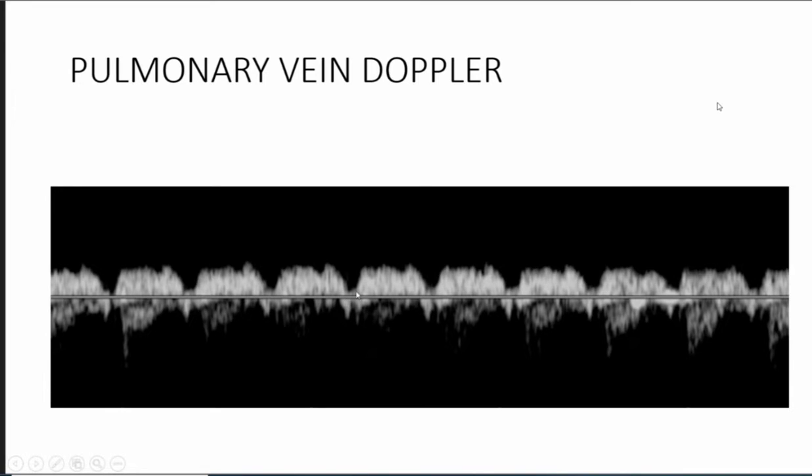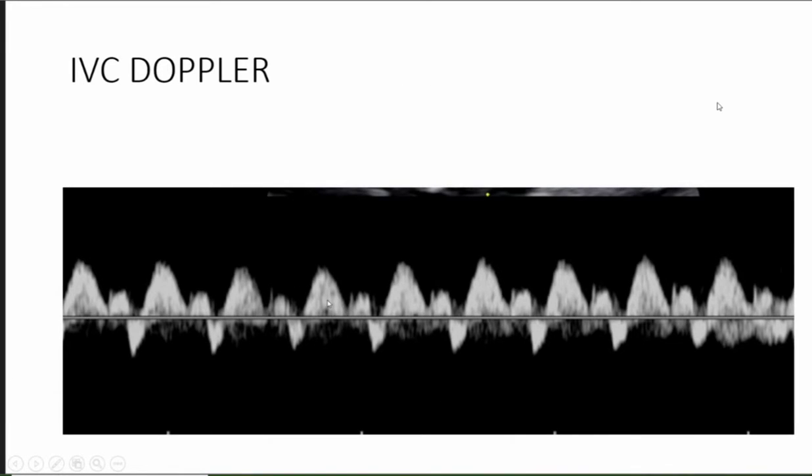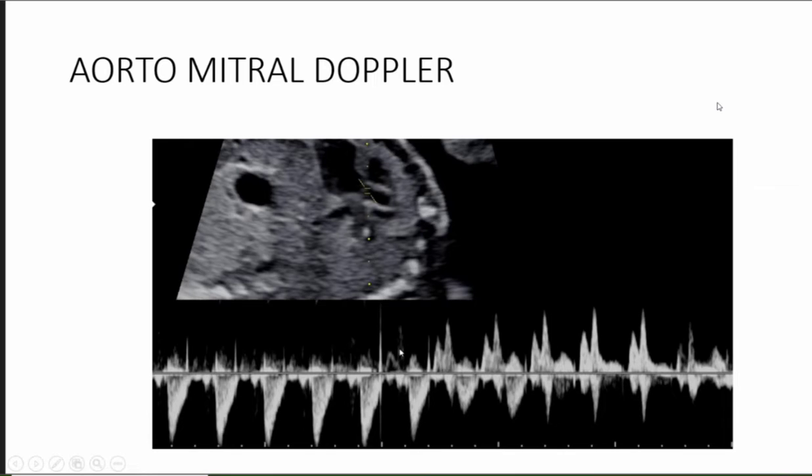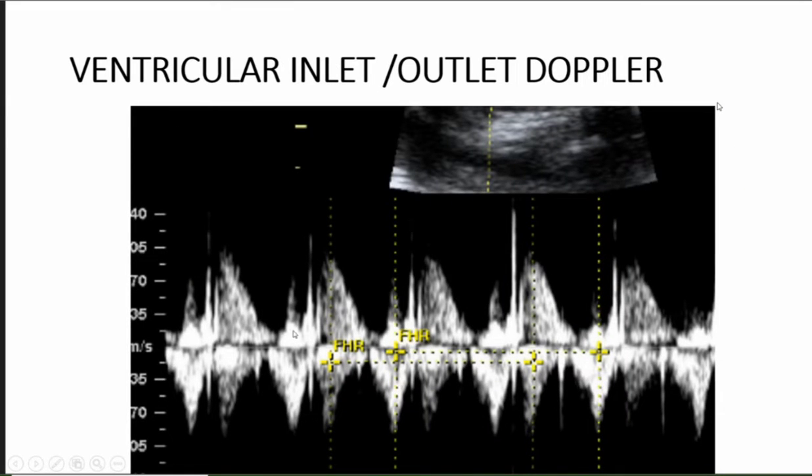Dopplers can be done across the pulmonary veins, which show the egress of fluid from pulmonary veins into the left atrium. And during the atrial systole, there is a natural reversal of flow, which is the A wave. So pulmonary veins will have a natural, normal reversed A wave. IVC and SVC also will have a reversal of flow when the atrium contracts. So during atrial systole, there is a reversed A wave, which is normal. When you do the Doppler across the aortic and mitral valve, we will get what is called the aortomitral Doppler, which is an inlet-outlet Doppler.